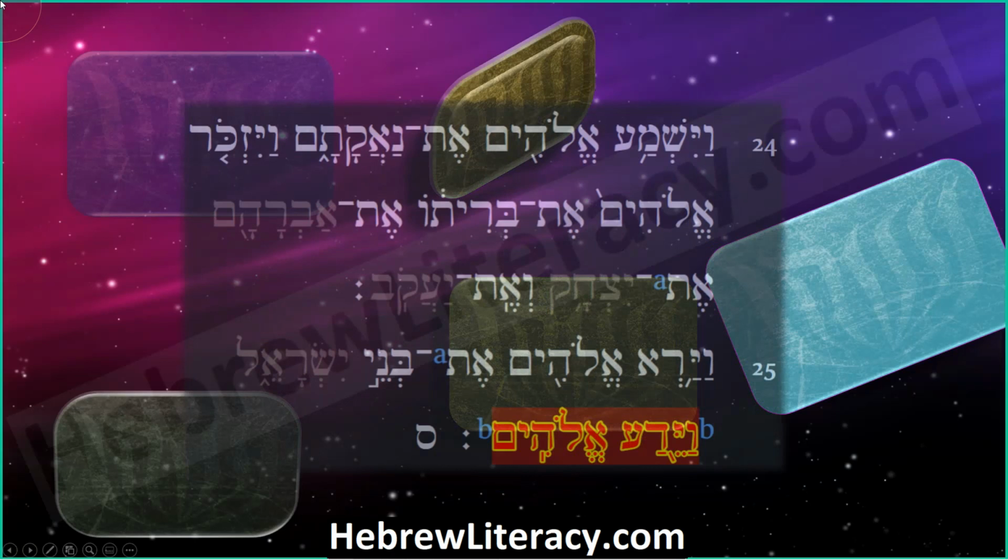So this very first one, let me do laser pointer. And I'm not going to tell you the verses until after, right? Because I don't want people looking them up. Okay, so the first one says, Vaishma Elohim et Naakatam. Let's look at that first part. I'm pretty sure you guys know these first 3 words. Who wants to jump in? What is Vaishma Elohim et?